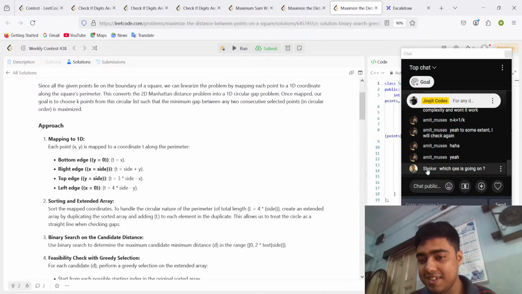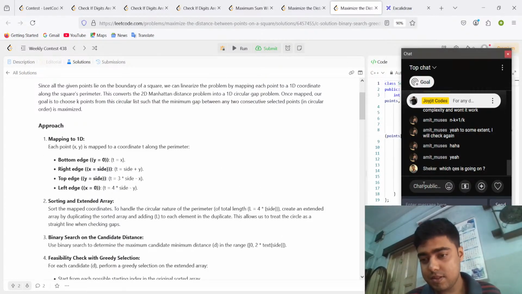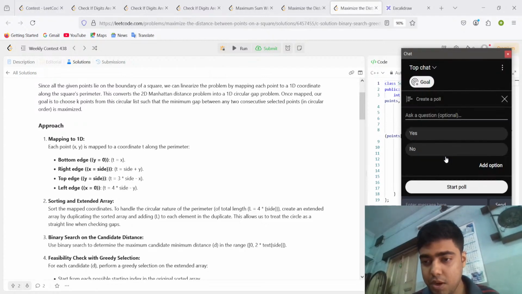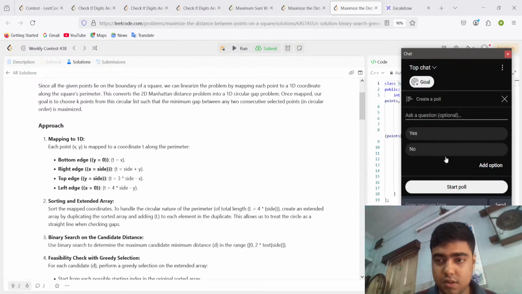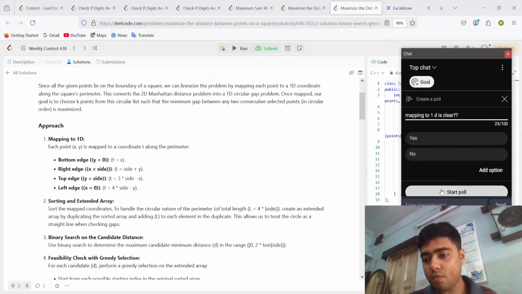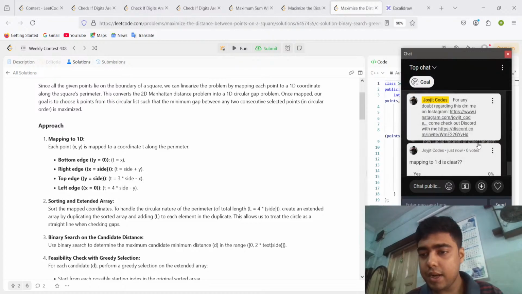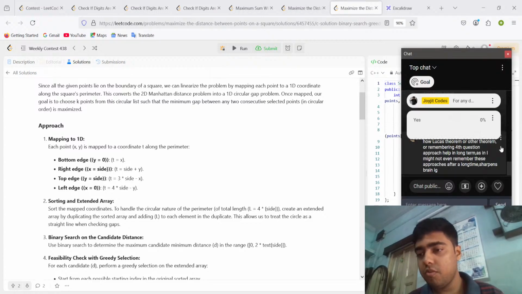Is it clear or not? Okay, so is mapping to 1D clear? Tell me. Now I'm doing a poll. Is mapping to 1D clear? Can you tell in long? Okay, just a minute. How to remove this? Yeah.